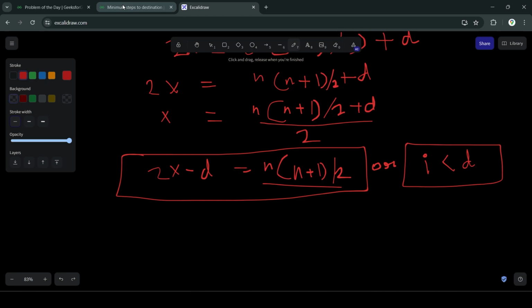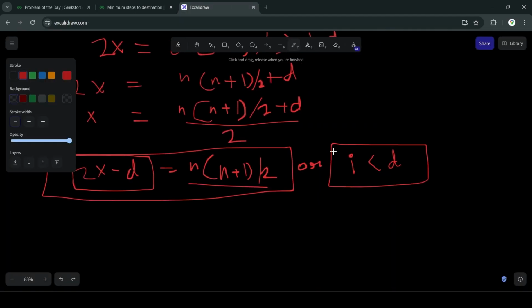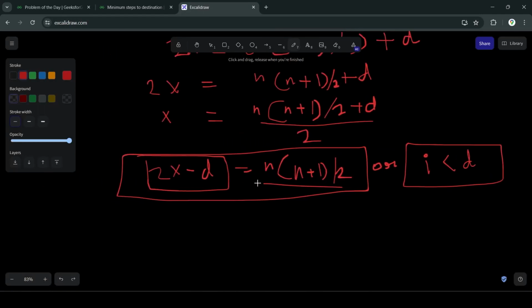Let us go back to the coding ground and try to write our code. Let us take a variable sum, which will be 0 initially, and the count, which will also be 0. Let us make a while loop, and what will be the conditions? One condition is that the sum is less than d, so we will add the positive values. And another condition is this. What does that mean? Basically, we have to make 2 into x minus d even.